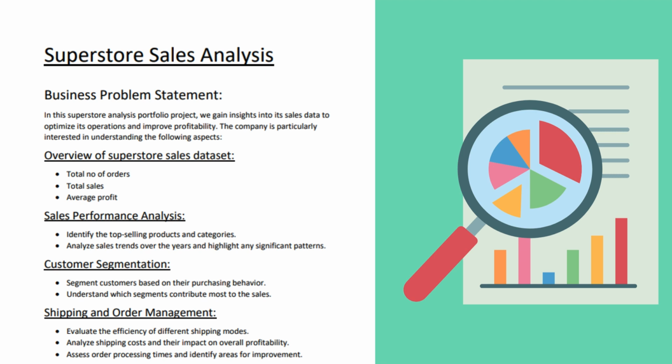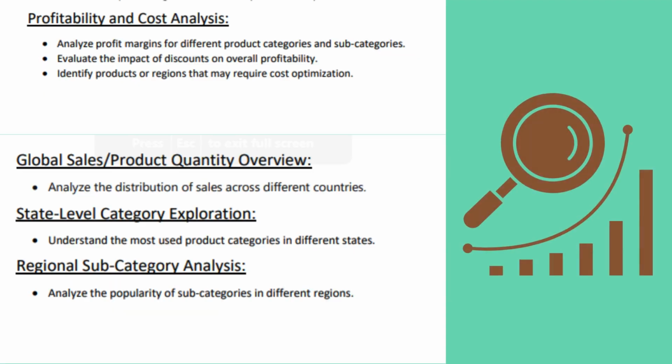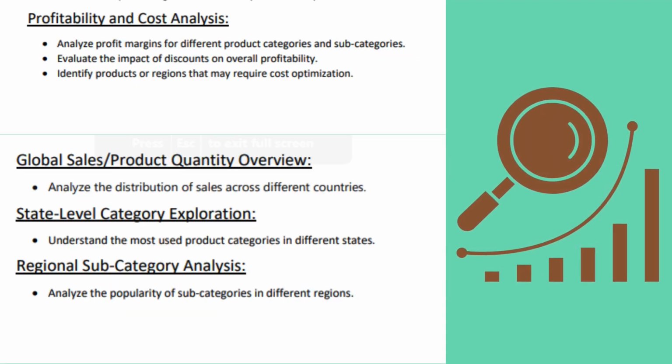And next, we have to find the shipping and order management. In the shipping and order management, we have to evaluate the efficiency of different shipping modes, and we have to analyze the shipping cost and the overall profit that we have gained from our different kinds of orders. And secondly, we have to assess the order processing time and identify areas of improvement, like how many days it takes after an order is placed before we can put it into shipping. What is the time difference, like how much time it takes to get to shipping.